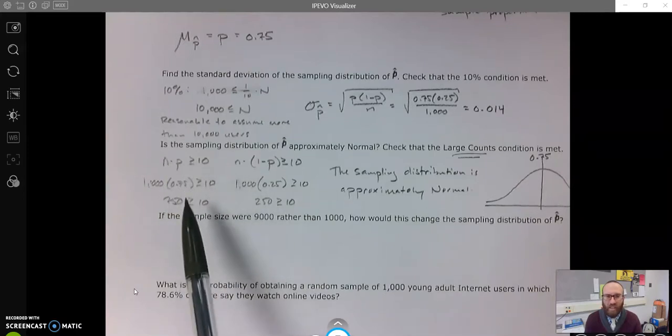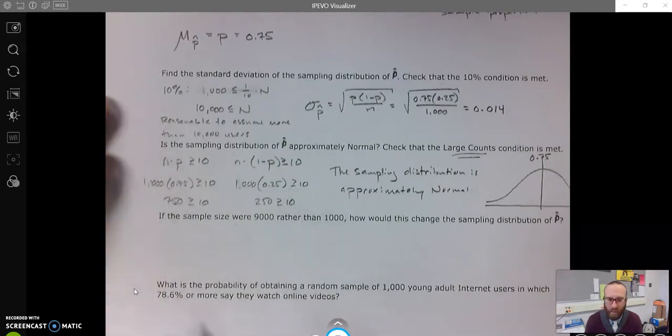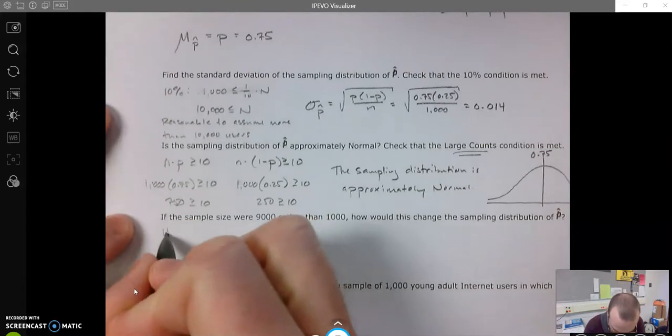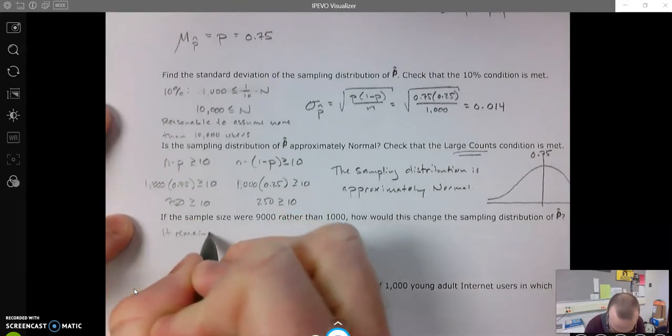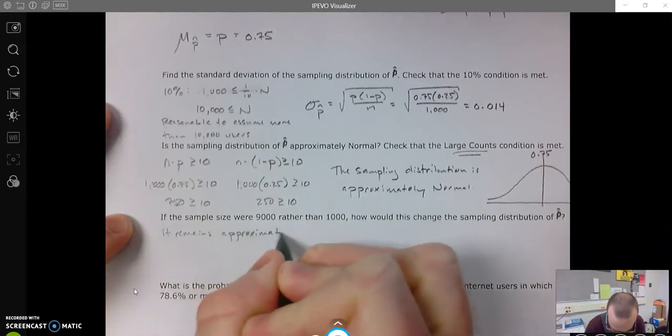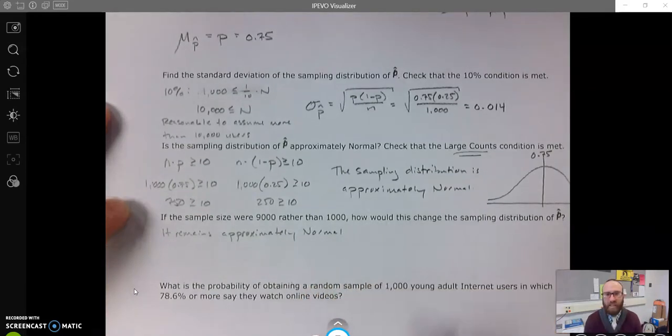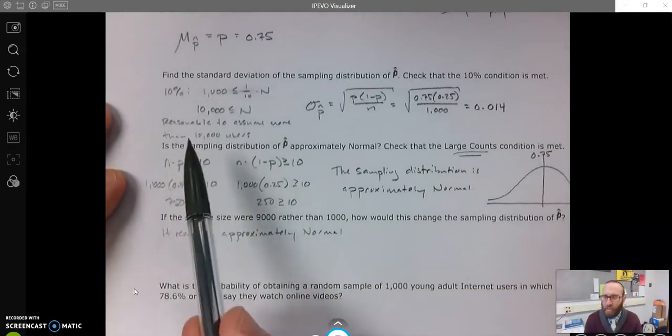But all that's going to change is make these numbers higher, 9,000 times 0.75, 9,000 times 0.25. So it's still going to be approximately normal. So it remains approximately normal. The big question for us is, does it still meet the 10% condition?